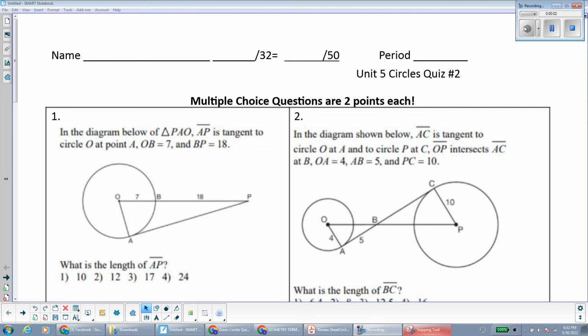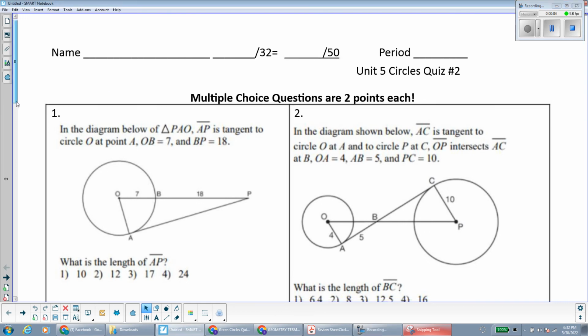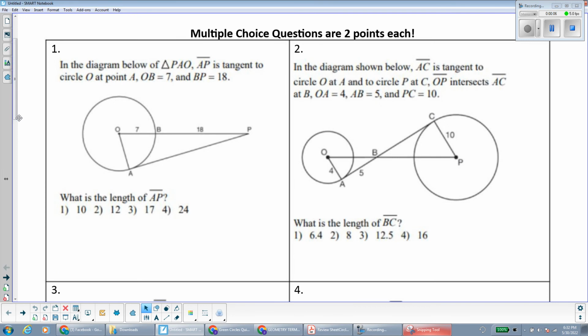Everybody. In this video, I'm going to be going over circles quiz number 2. So in the first question, we're asked to find the length of AP, and we are told that AP is tangent to circle O. So the first thing I'm going to keep in mind is that O is the center of the circle, since this is called circle O.